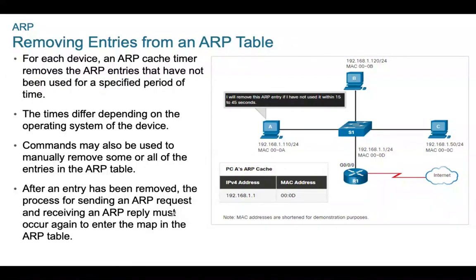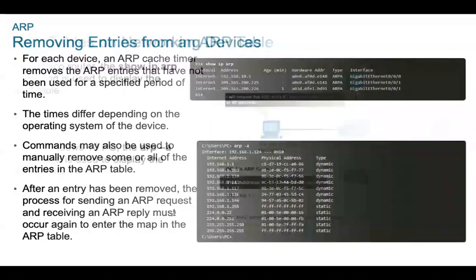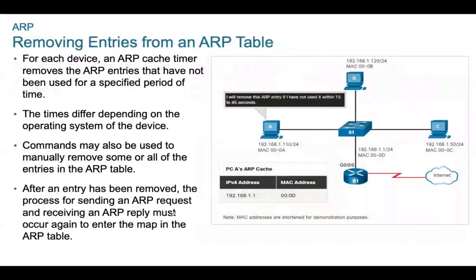PCA checks its ARP cache for that IP address, 192.168.1.1, and there's no entry with a MAC address. So it puts the packet on hold and creates an ARP request. The ARP request has the IP address of the router, 192.168.1.1, and the target MAC address is unknown. The destination MAC address of an ARP request is a broadcast, so it will be sent to the switch, and the switch will flood it out all ports except for the incoming port.